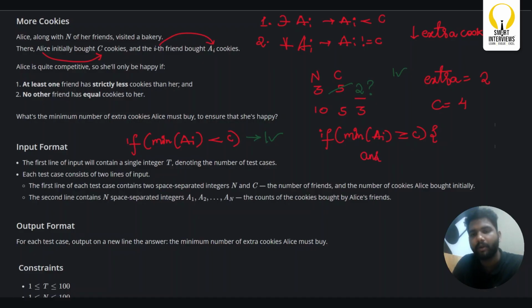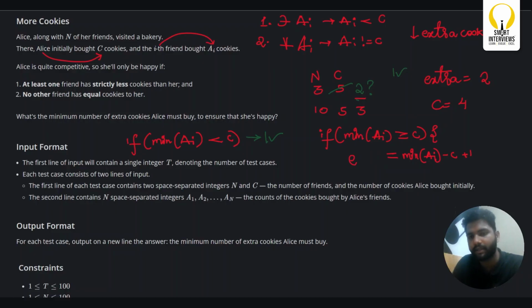take my answer variable. How much should I increase my answer variable to? So how many cookies am I adding extra here? 2. How do I get that? C is 2 here, and the minimum is 3. Now what should I do? Simply 3 minus 2 plus 1. Right? So simply I'll write minimum of A[i] minus C plus 1 is the current extra cookies, right?